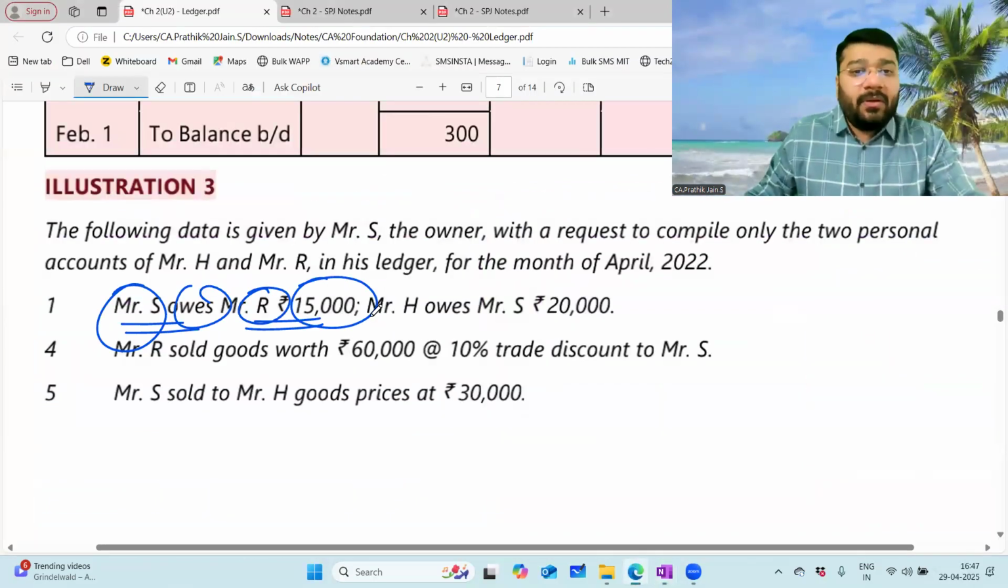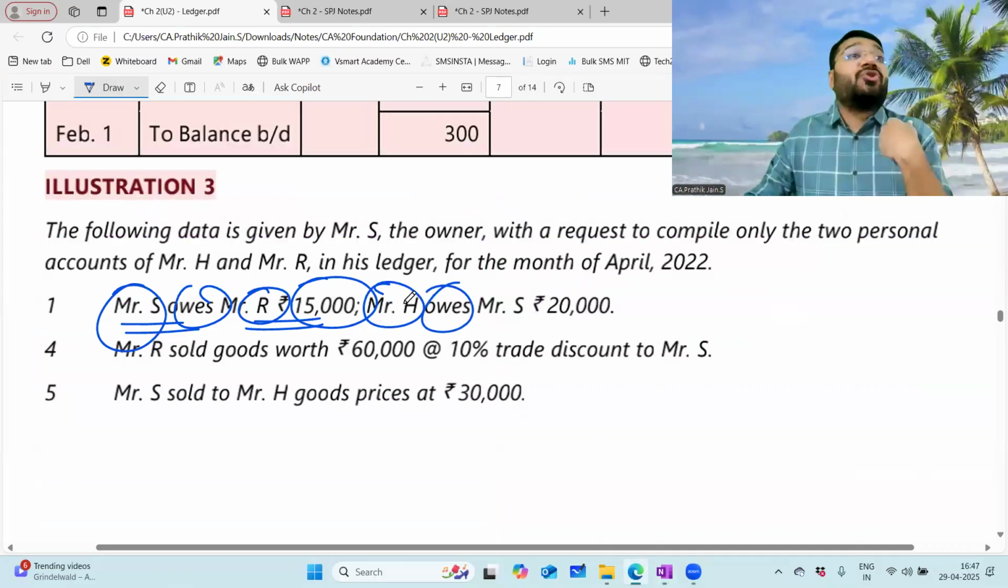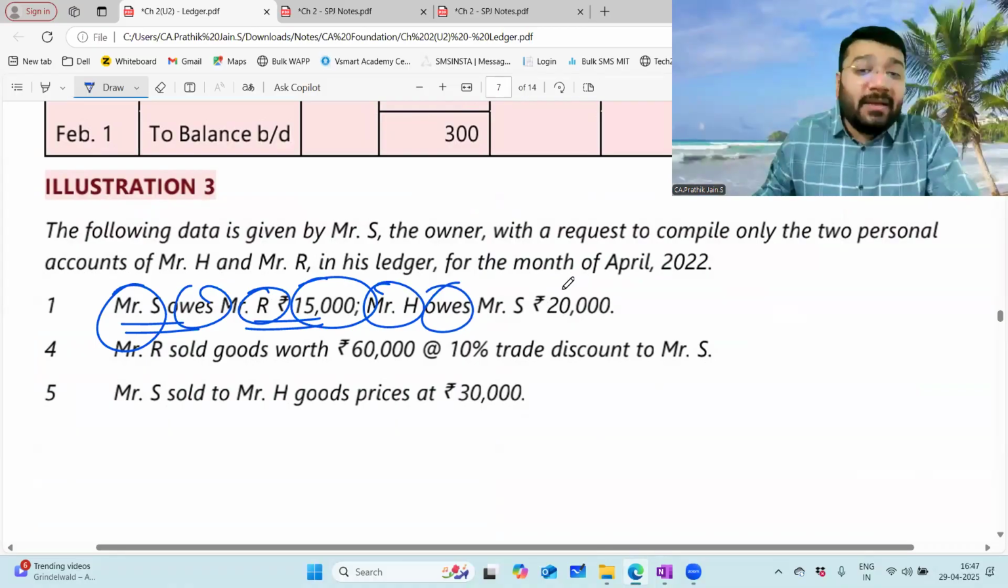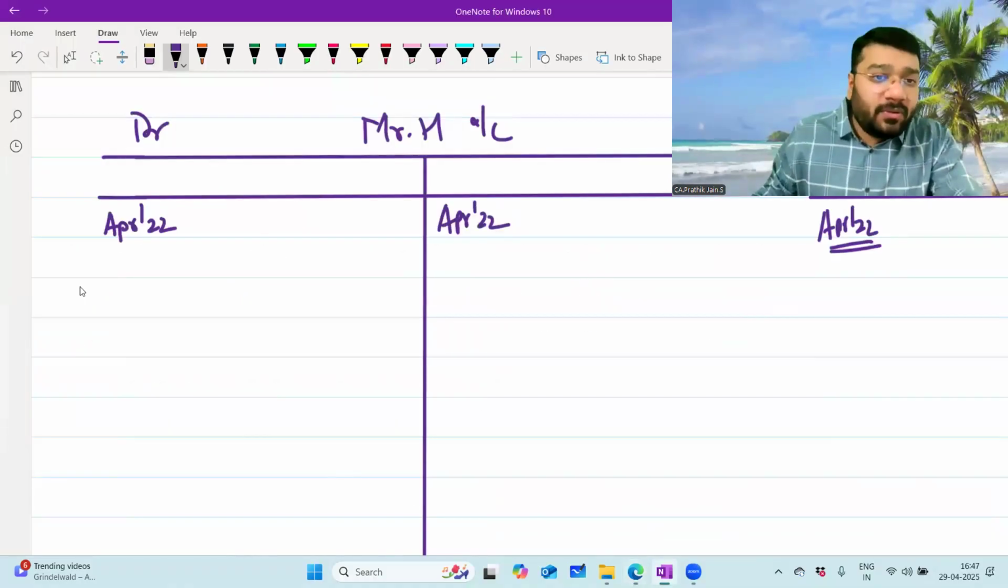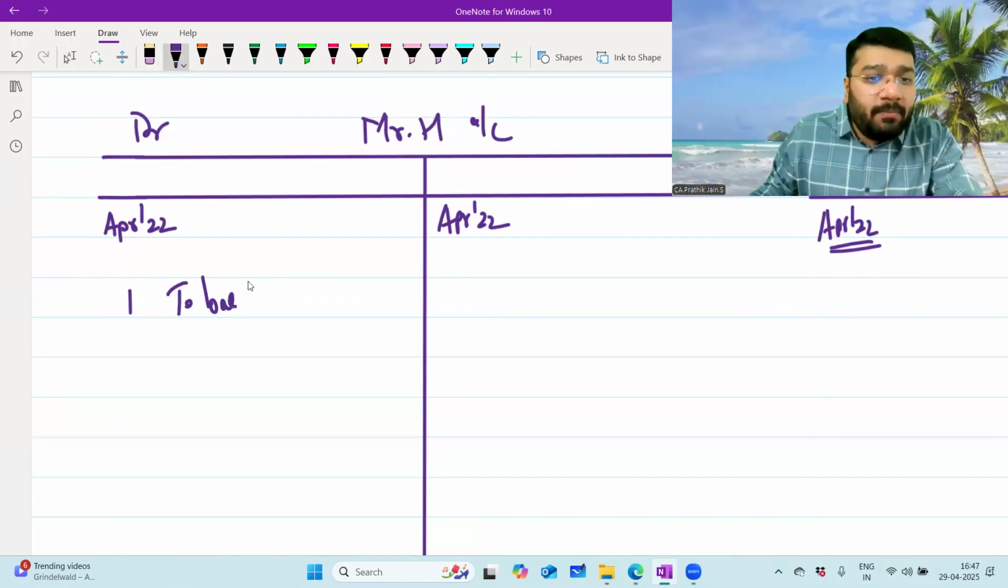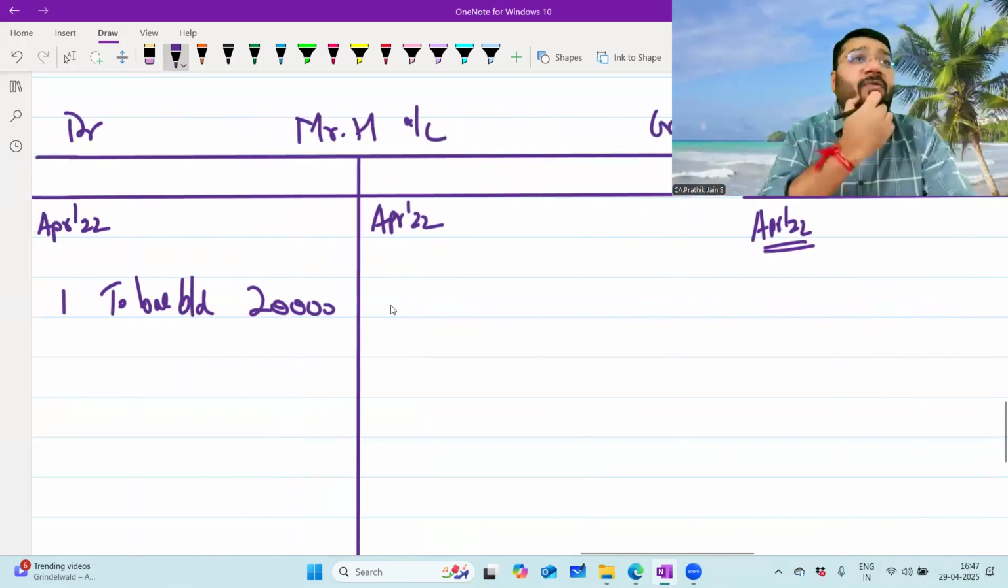No, sir. Then Mr. H owes. He is owing money to us. Means we have to receive. Anything that you have to receive in future is asset. Asset is what balance? Debit balance. So to balance brought down 20,000. So on 1/4, or we can just write 1. To balance brought down is 20,000. Any problem? Comfortable so far? Okay.